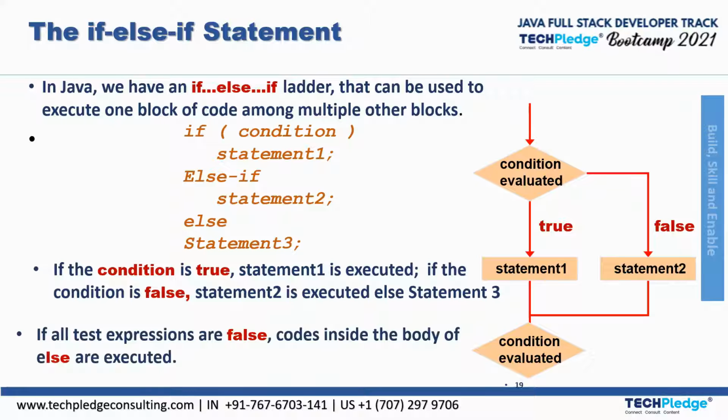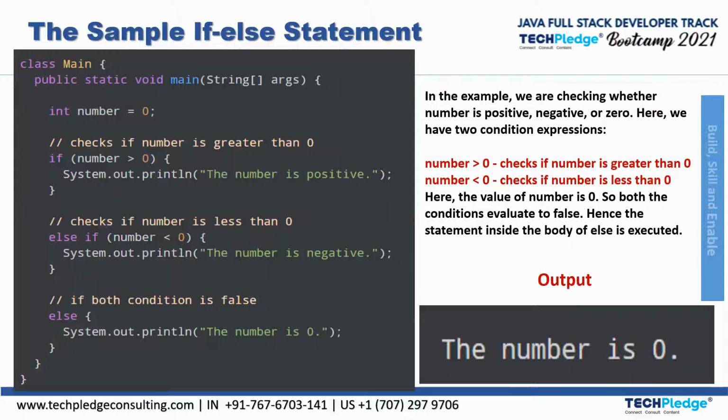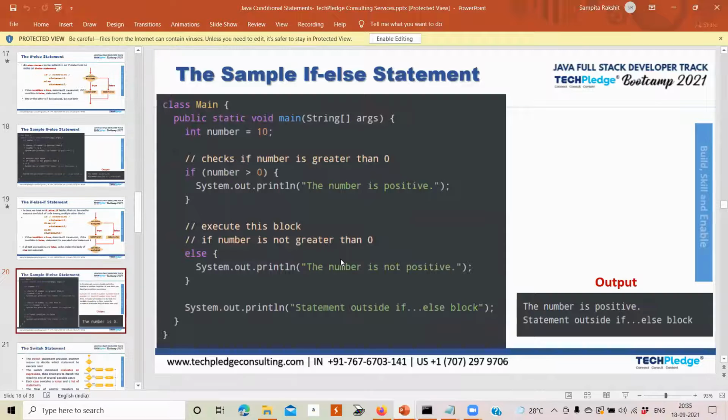So in the example, if one of the statements is false, it will go to the next step. And finally, if all the conditions are false, only the else statement will be run, giving the output. So this is one example in which you are checking if the number is positive or negative, or it is 0. So you can try this out.